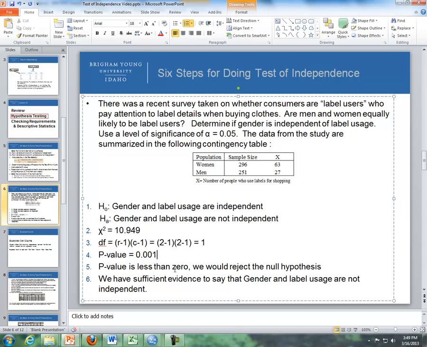So the p-value is 0.001, and since the p-value is less than the level of significance, we would reject the null hypothesis. Okay, and then we have sufficient evidence to say that gender and label usage are not independent. So we go back to the alternative hypothesis when we're stating our conclusions.